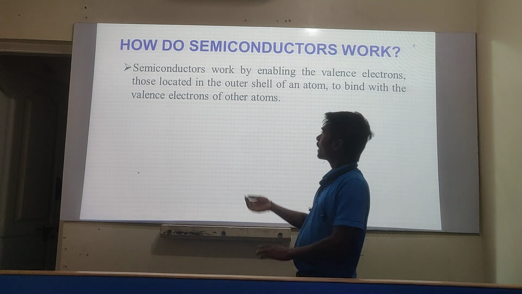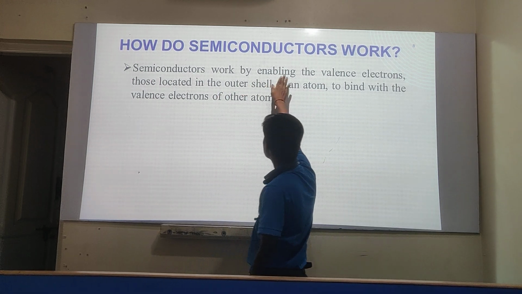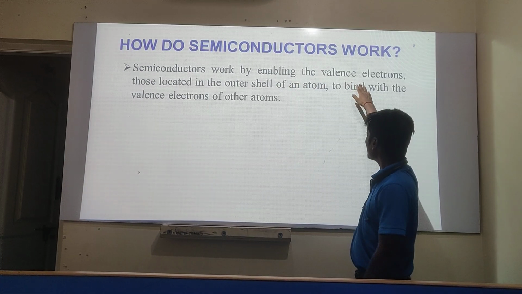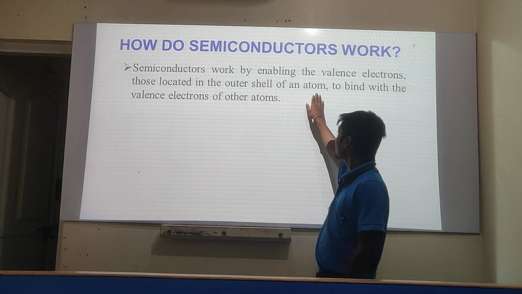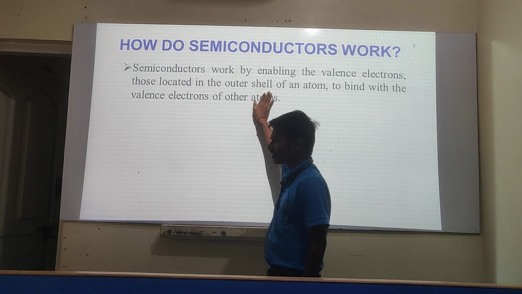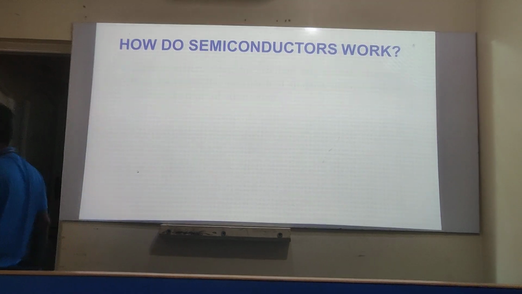Semiconductors work by enabling the valence electrons, those located in the outer shell of an atom. One slide got missed.